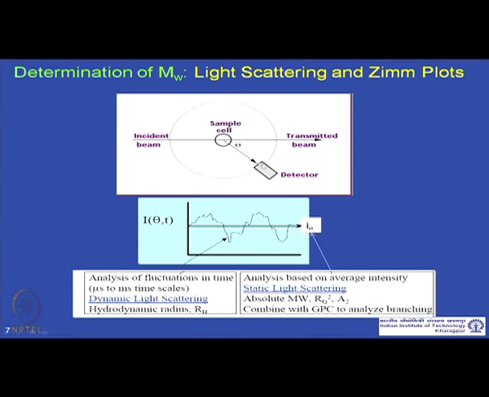So, basically the light scattering techniques can be used in two ways. In static light scattering, we deal with the time average intensity of the scattered light, and the second technique uses the fluctuation of the intensity in dynamic light scattering, which gives information about the radius of gyration. Let us first talk about static light scattering, because it gives a lot of information for polymer solutions.